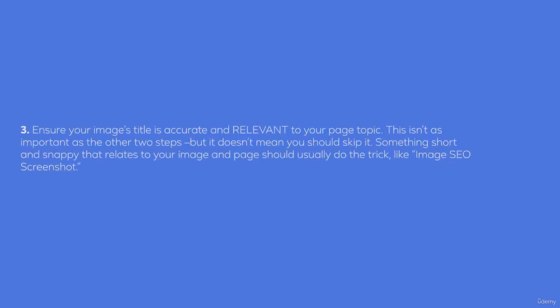3. Ensure your image's title is accurate and relevant to your page topic. This isn't as important as the other 2 steps, but it doesn't mean you should skip it. Something short and snappy that relates to your image and page should usually do the trick, like Image SEO Screenshot.